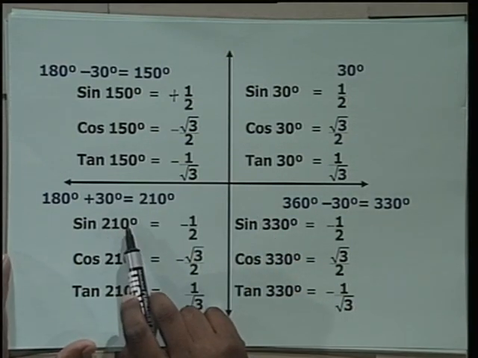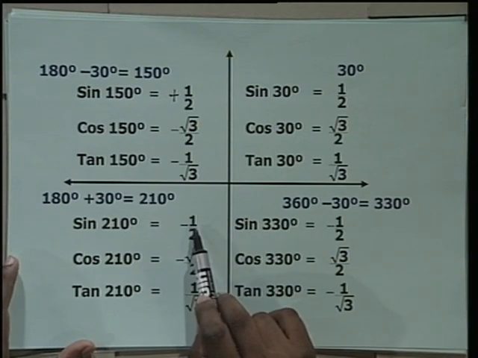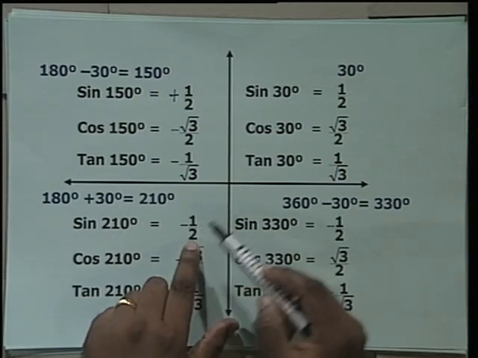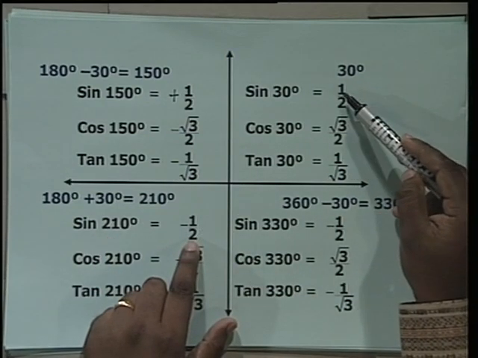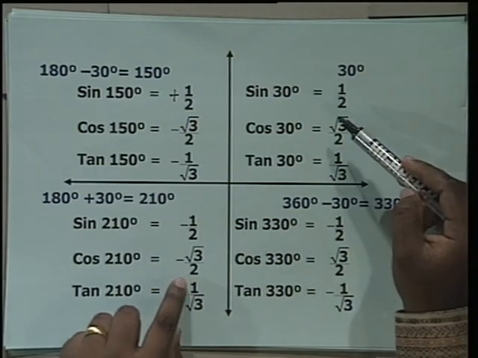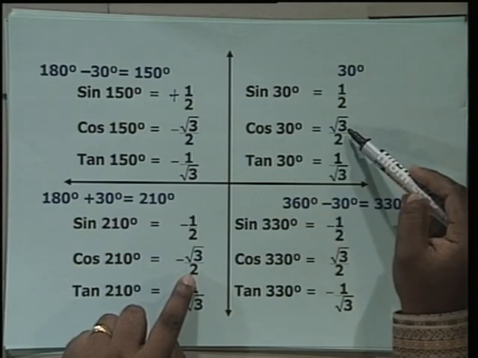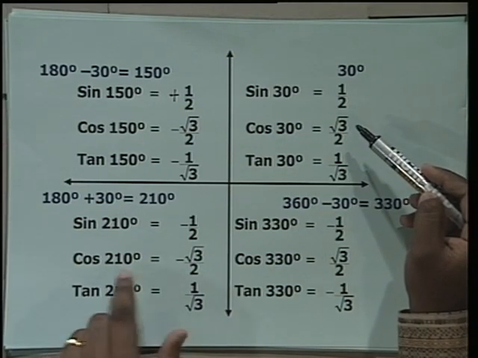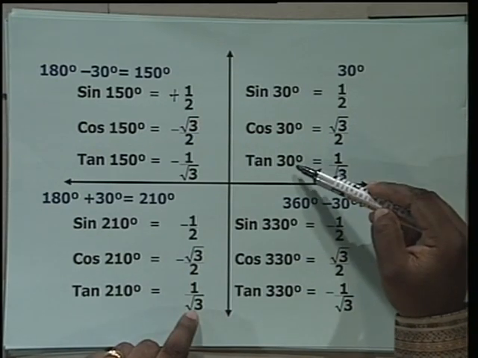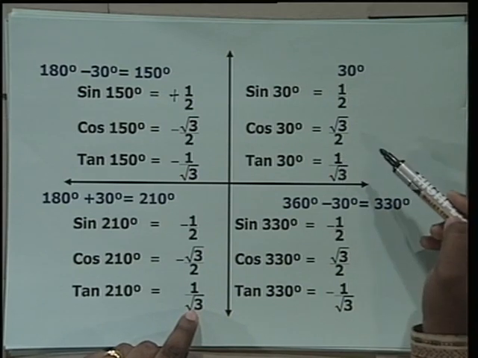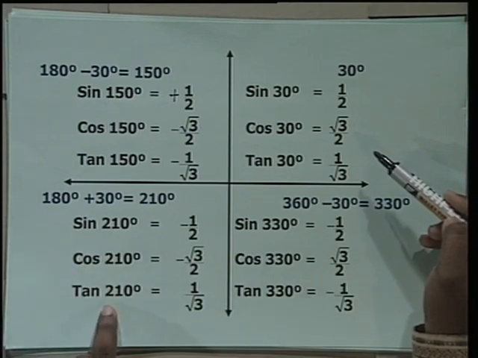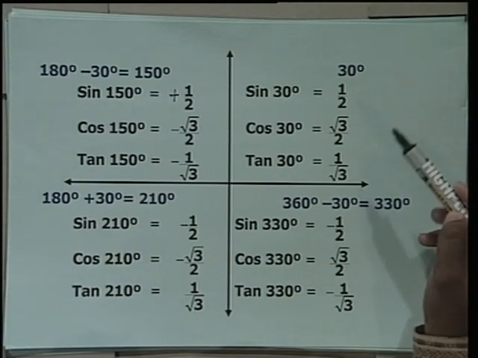Sin 210 degrees is equal to minus half. That is, sine of an angle in third quadrant is negative, but the magnitude is same as that of sin 30. Cos 210 will be equal to cos 30 in magnitude, but 210 being in third quadrant will be negative. Tan 210 will be equal to tan 30, that is 1 over root 3. Tan of angles in third quadrant being positive, therefore tan 210 will be plus 1 over root 3.